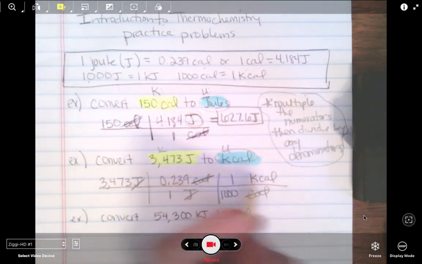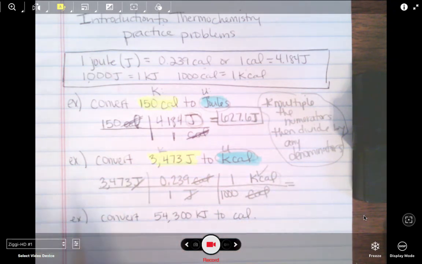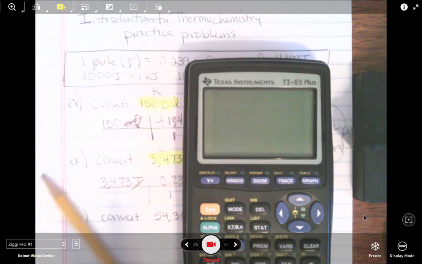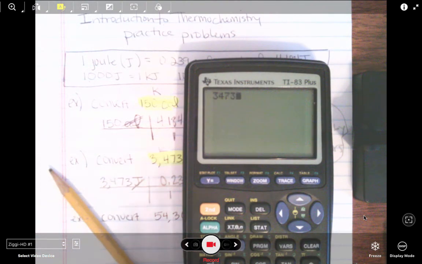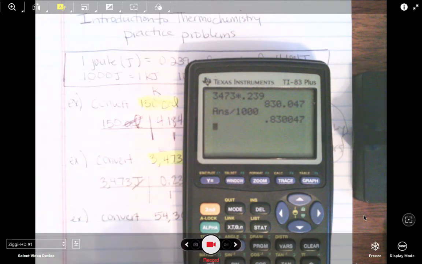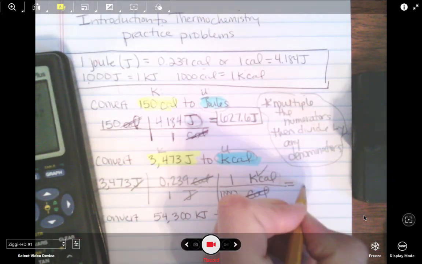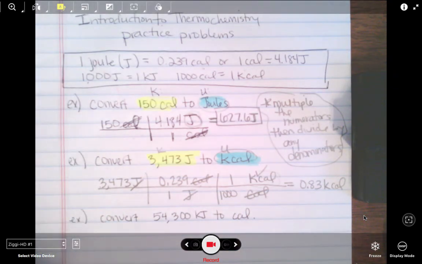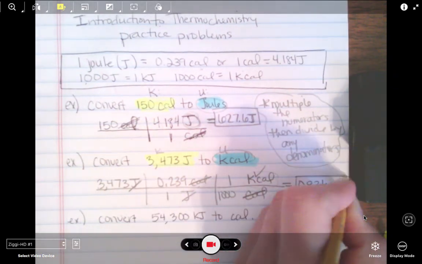Once you reach the units of your unknown, you stop, equal sign, multiply everything on the top, divide by everything on the bottom. So here I do have a denominator. So let's start by multiplying everything on top. So 3,473, multiply that by 0.239. Those are all my numerators. Press equals, and then divide by the 1,000 that's in the denominator. So 0.83. So this equals 0.83 kcals. And that would be our answer. So let's put a box around it.